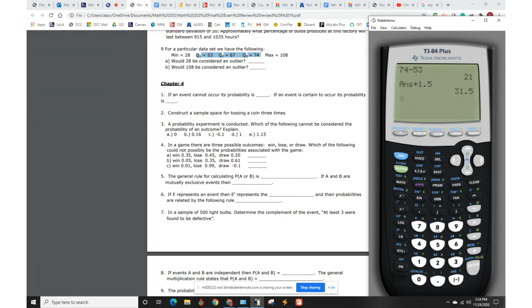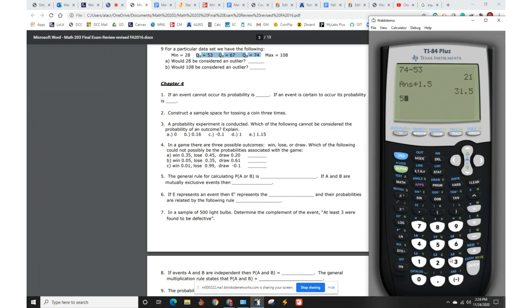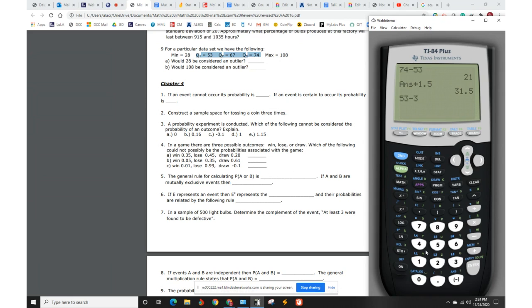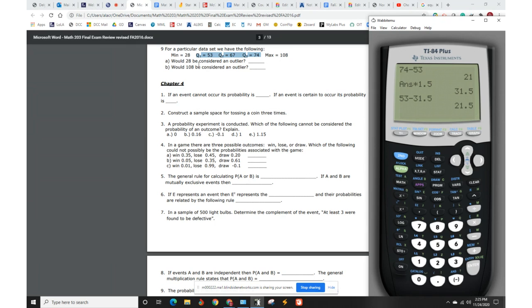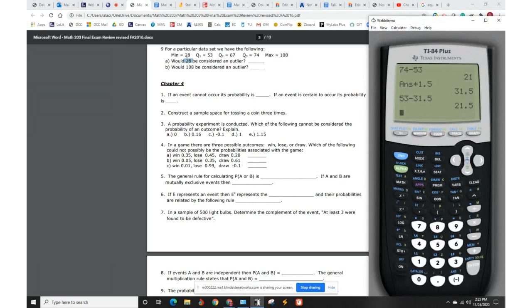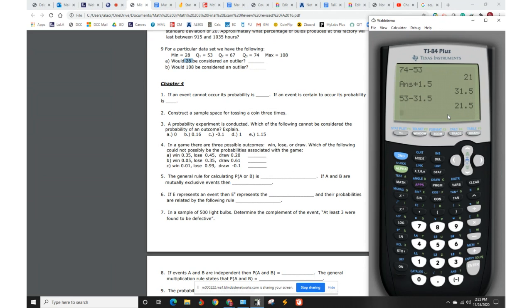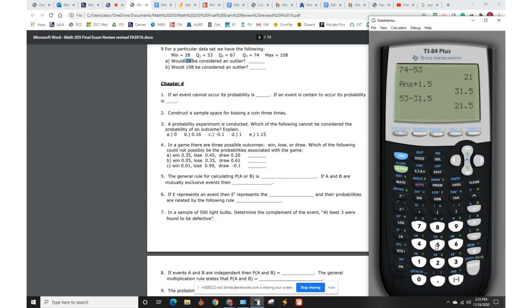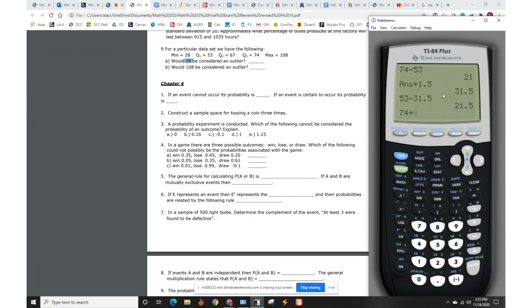So 53 minus 31.5 is 21.5. So 21.5 is not lower. I'm sorry, 28 is not lower than 21.5, so therefore it's not an outlier. 74 plus 31.5 is 105.5.